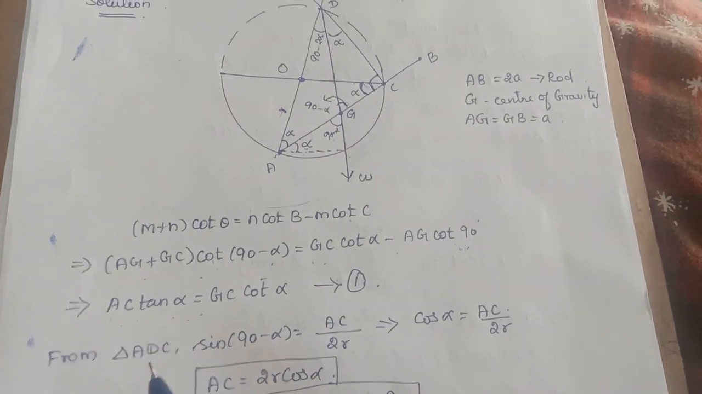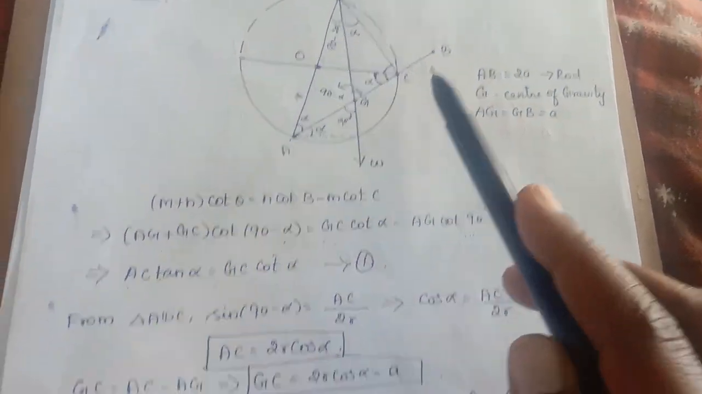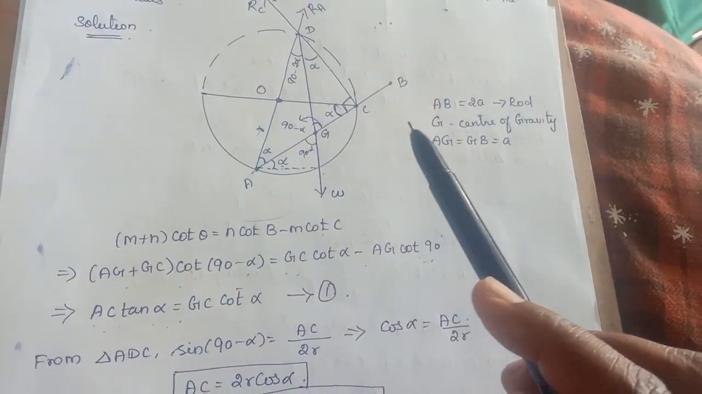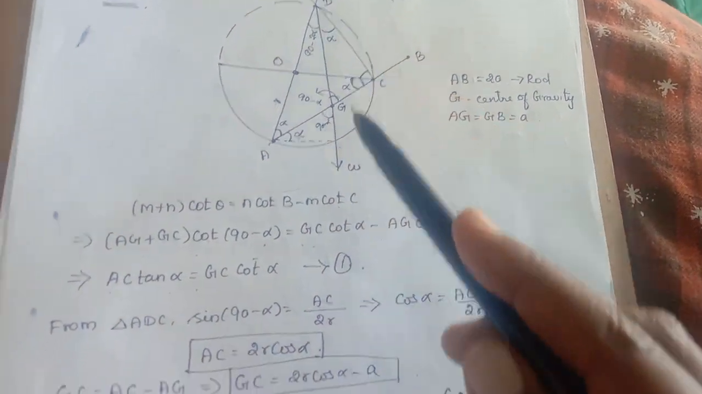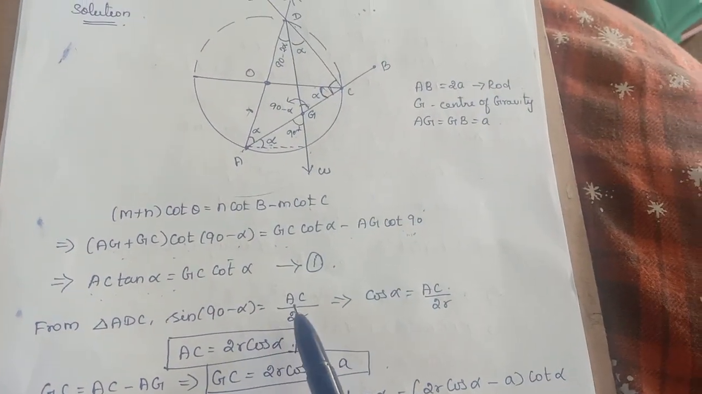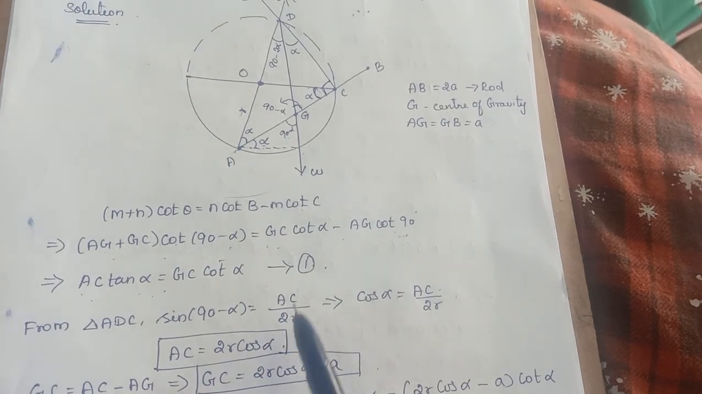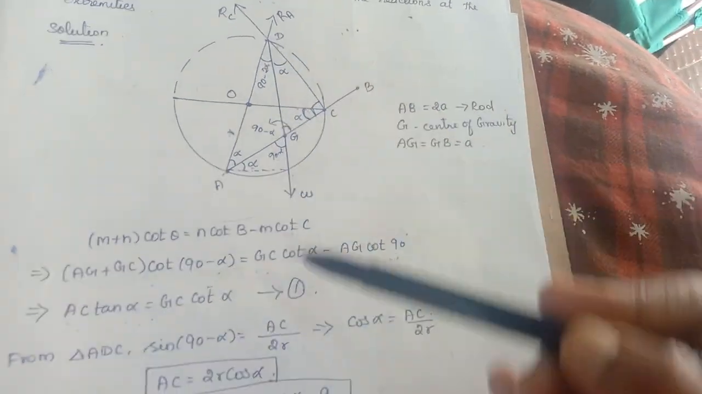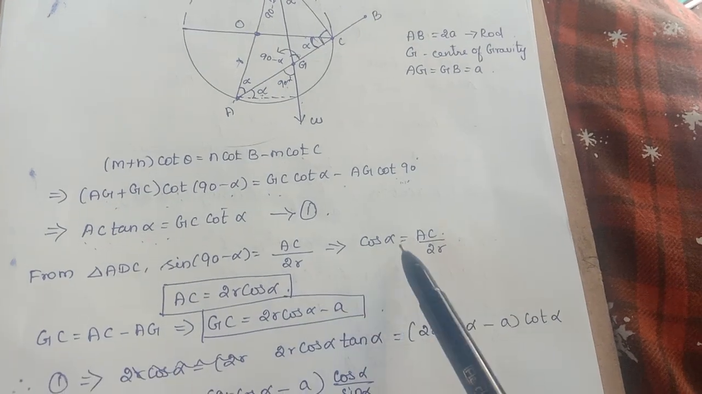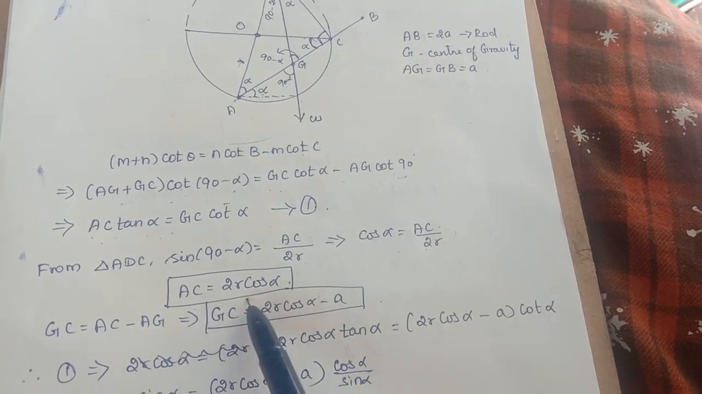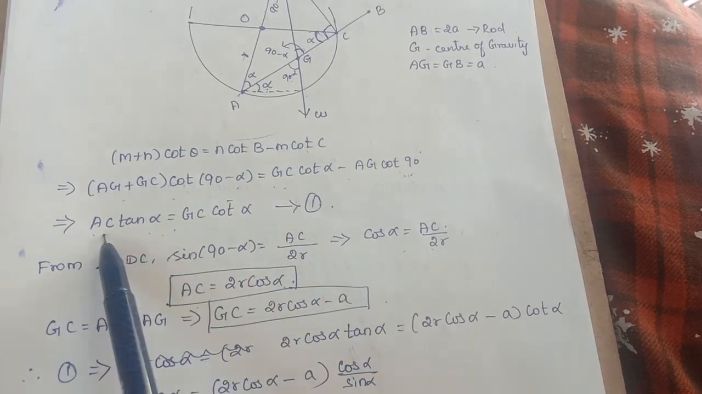Now look at the triangle ADC. In that triangle, what is sine of 90 minus alpha? That is, the total angle is 90 minus alpha, no? Sine of 90 minus alpha equals AC by hypotenuse, the opposite side is AC. This is the hypotenuse, no? AD, that is 2R. So cos alpha equals AC by 2R, or AC equals simply 2R cos alpha. So AC I have obtained.